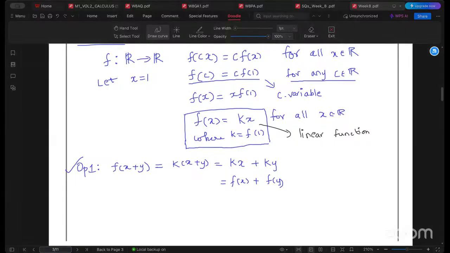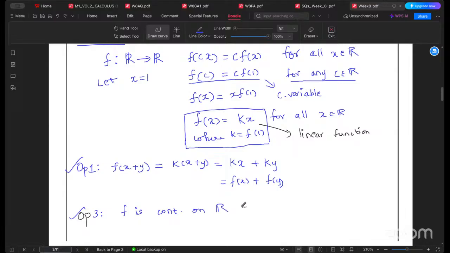So what was the second option? Let me just go back and see. So f is not continuous is given, so definitely it is wrong. We can clearly see that f is continuous. So option 3 was f is continuous on R. That is also clear, right? Because f is a linear function. Clear? Yes, ma'am. Okay.